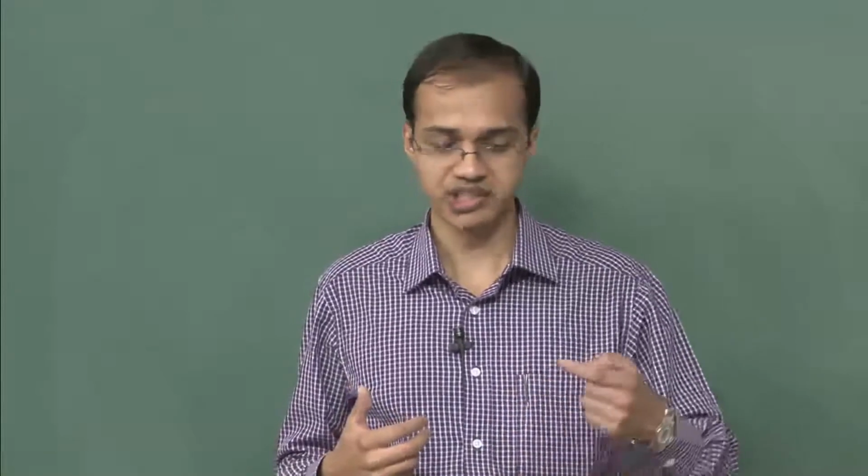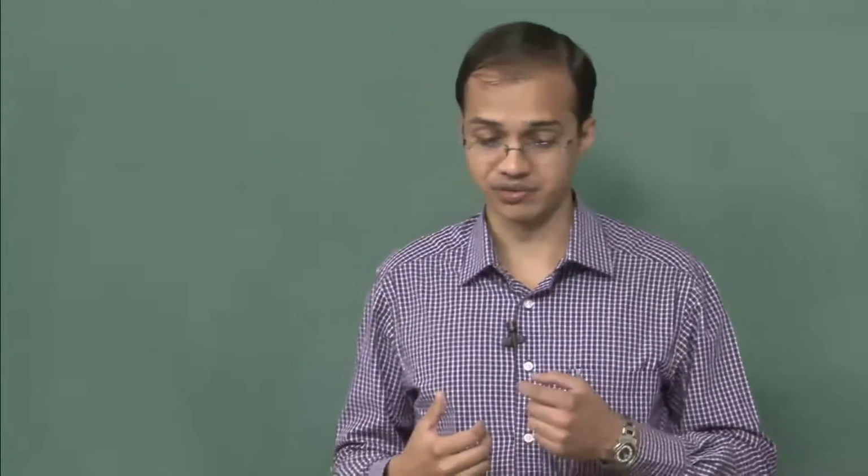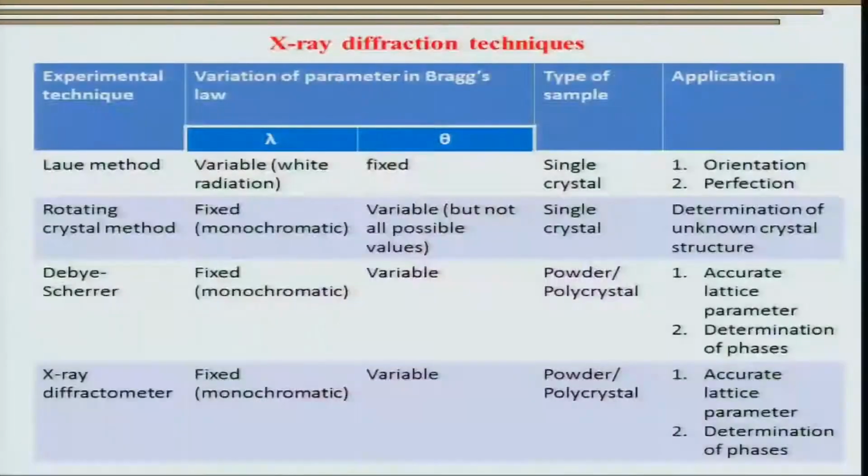What most of the time we end up using in a laboratory scale X-ray diffraction is essentially the Debye-Scherrer or a normal powder diffractometer, in which case the wavelength is fixed and the theta is varied. Now, this technique we use routinely to characterize powders as well as polycrystalline materials. This kind of technique provides a wealth of information about the lattice parameter, the phases present, and various other things which I will demonstrate in the later few slides.